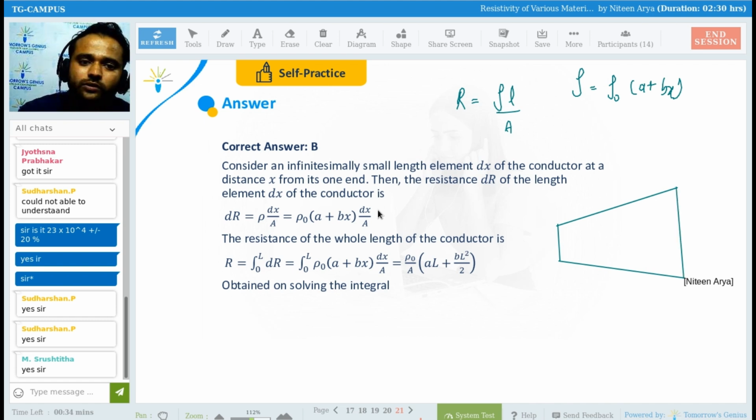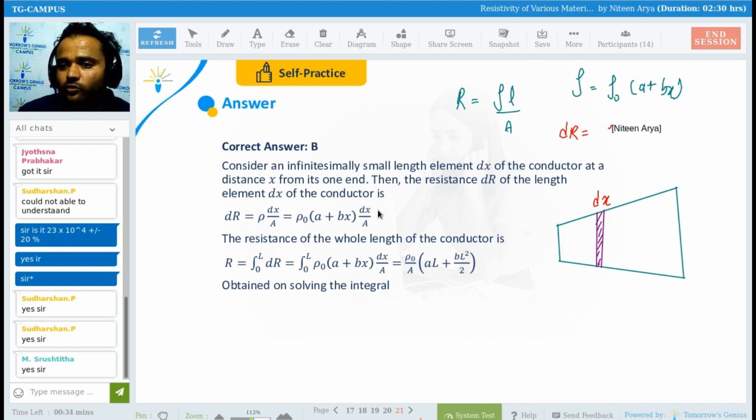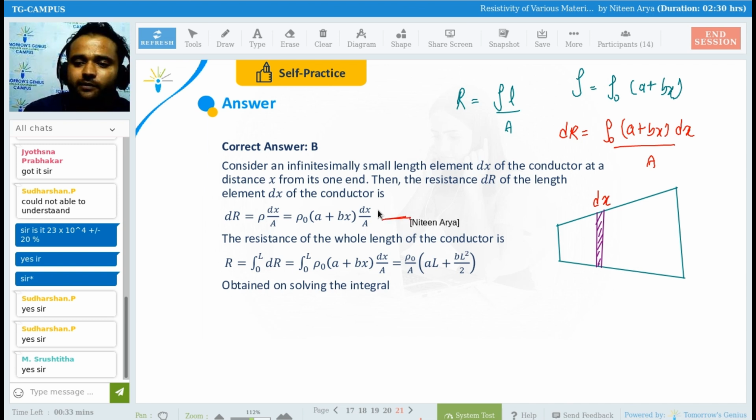What we do in these kinds of scenarios is we take this kind of length element. This is your dx. We have this relation, so instead of R directly, we have dR equals rho naught (A plus bx) dx by A. Simple. Integrate, as written over here, between 0 to L. Why so? Because the length is obviously between 0 to L only.